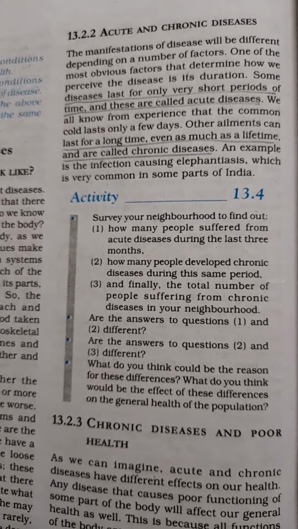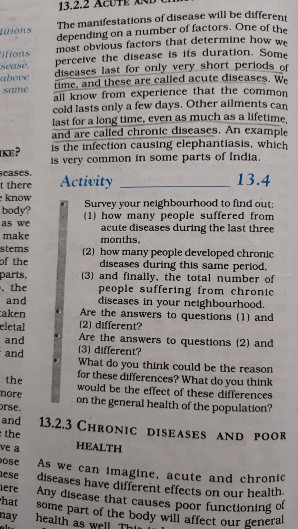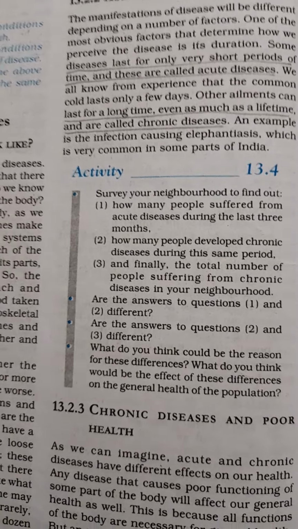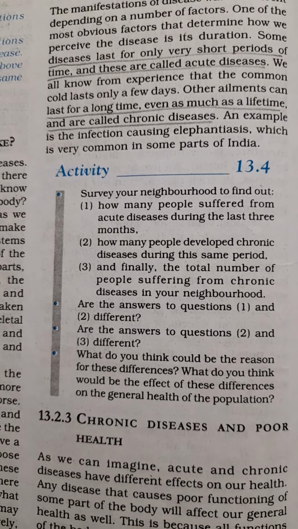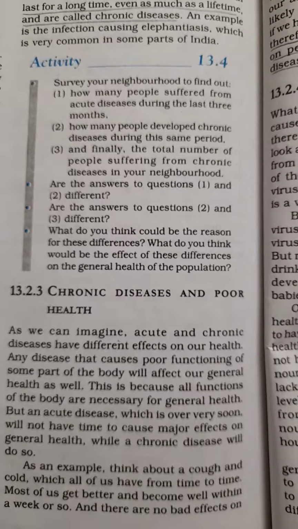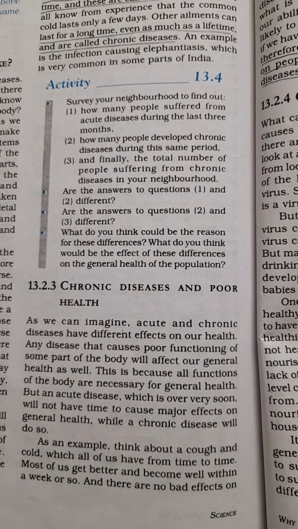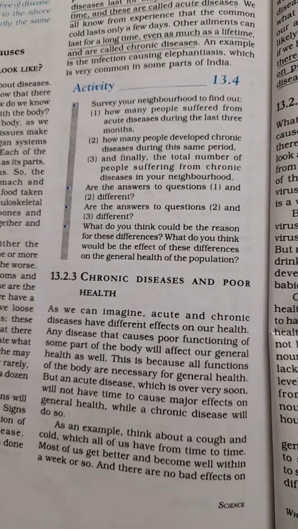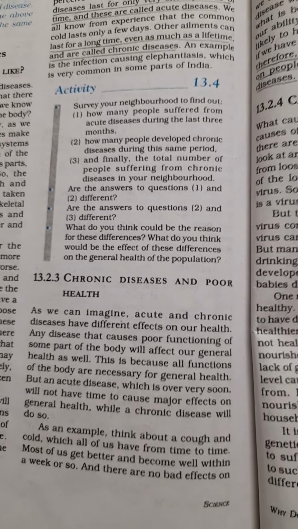A chronic disease is a disease which lasts for a long time. So it is present in your body for a long time, sometimes even as much as a lifetime, which is called a chronic disease. One example of chronic disease is elephantiasis. It is present in many populations of India. In elephantiasis, it causes enlargement of lymph nodes. As you go to higher classes, especially 12th, you will learn more about it.